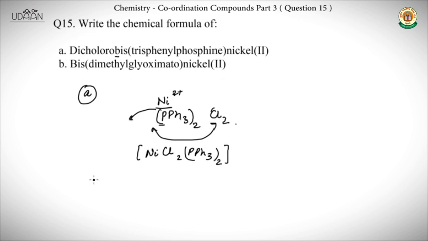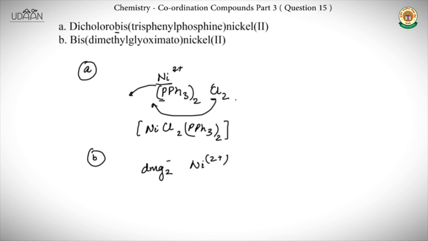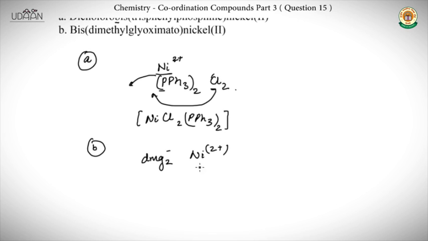Okay. So now the B option has bis dimethylglyoximato, which is also written as DMG. We have DMG twice because it's given that it's bis, and nickel 2+. So again, DMG is a negatively charged ligand. So we have a charge balance by itself because it is two minus charged ligands and Ni2+. So we'll directly write down Ni(DMG)2, and this will be the answer.